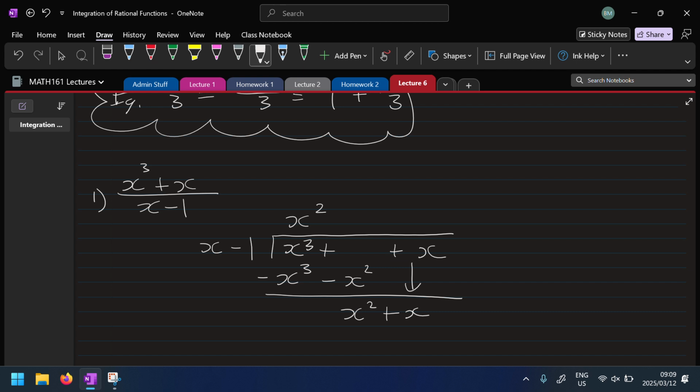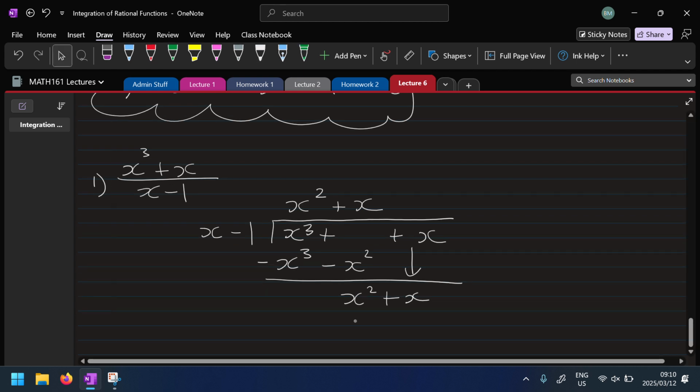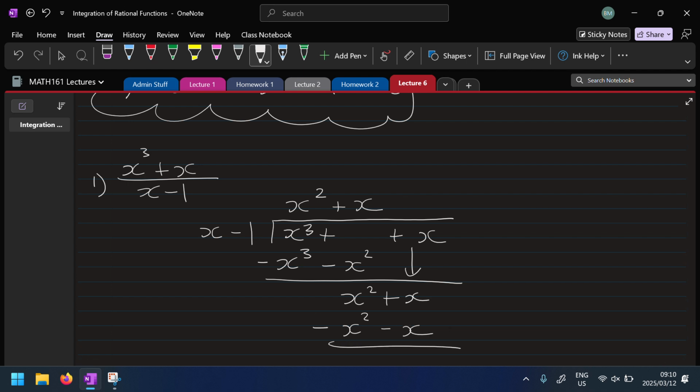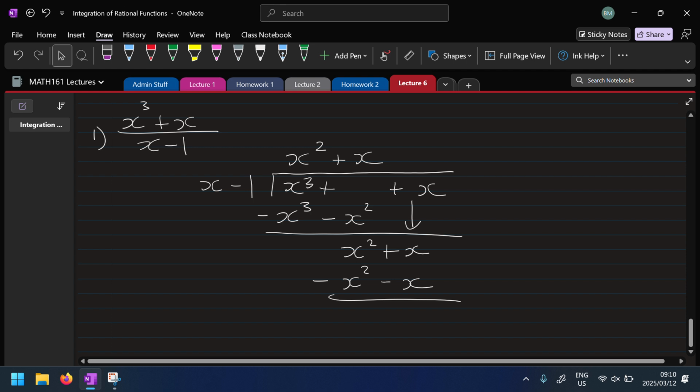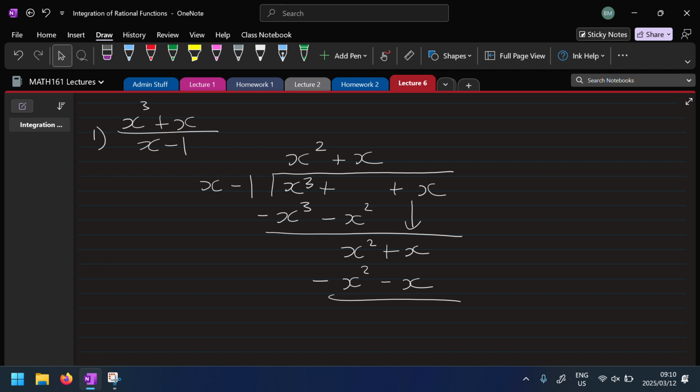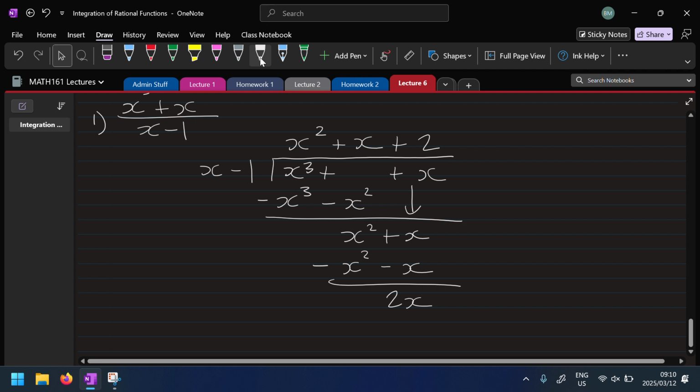And we do the process again. X squared divided by x. That's going to be an x left over there. And then we multiply. So x times x minus 1. That's going to be x squared minus x. Then we subtract them. X squared minus x squared, you can put a 0 or you can leave it blank. And then we have x minus x. So that's going to be 2x. And we do the process again. 2x divided by x, that's going to be a 2. 2 times x minus 1, that's going to be 2x minus 2.